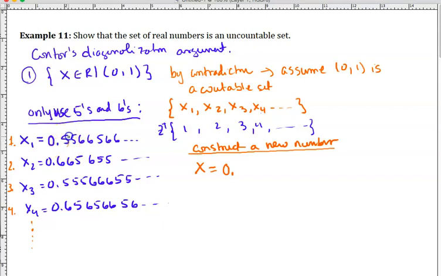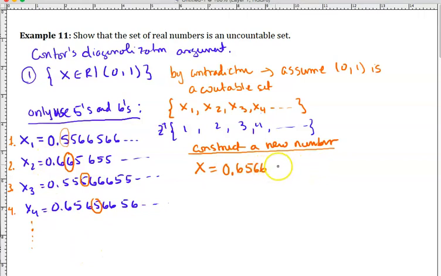We look at the first number, and in the first decimal place, this has a 5. I'm going to put a 6 in here. We're going to do the opposite: if it's a 5, put a 6; if it's a 6, put a 5. Then in the second decimal place, this has a 6, so I'm going to put a 5. In the third decimal place, this has a 5, I'm going to put a 6. In the fourth decimal place, this has a 5, I'm going to put a 6. So you go through each number in your list, and you flip.